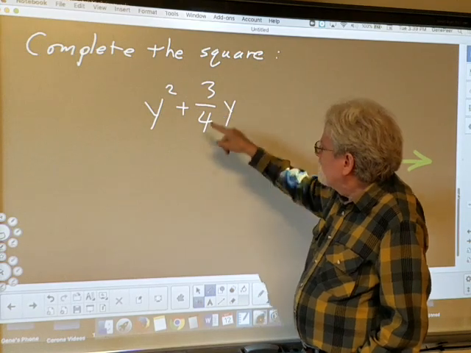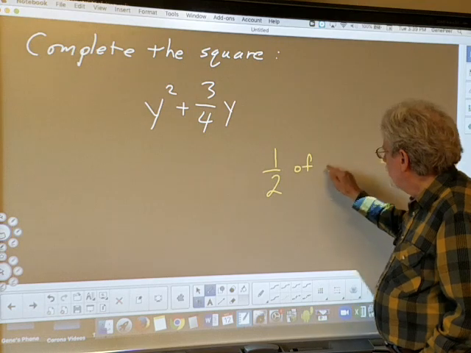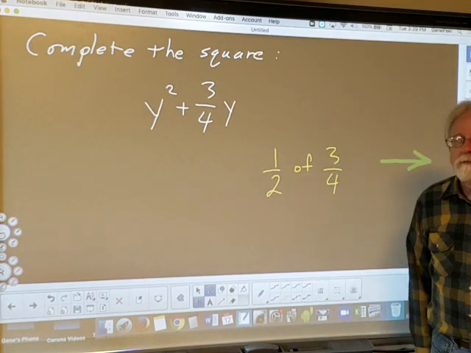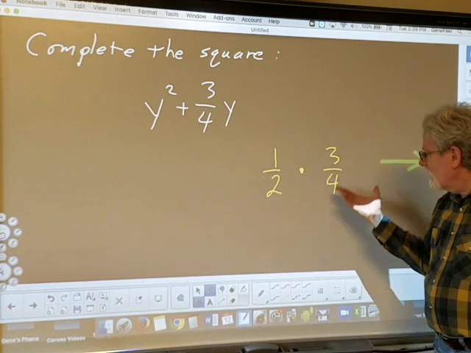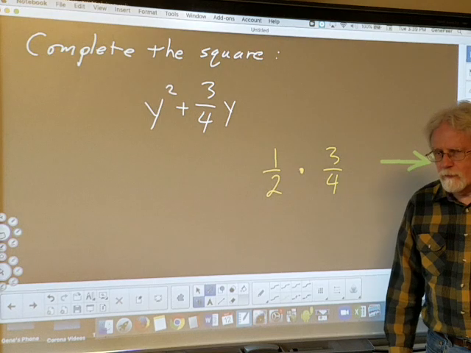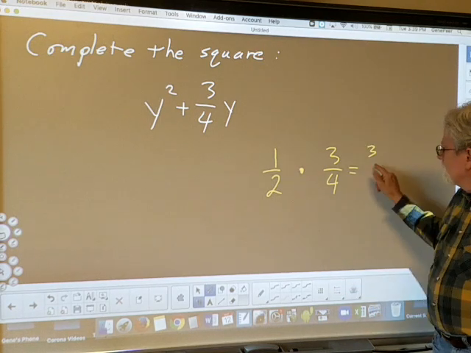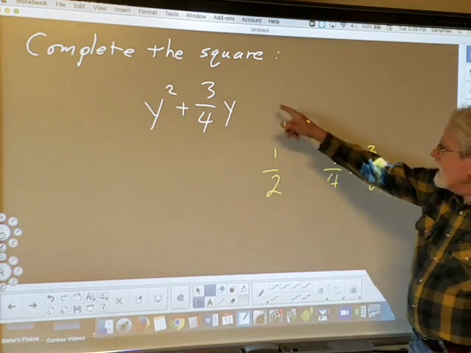Well, we've got to take half of 3/4. How do you take half of 3/4? Well, remember, "of" means multiply. And you've known how to do that since about 3rd grade, maybe 4th. 1 times 3 is 3. 2 times 4 is 8. It's 3/8. Oh, so we add 3/8?